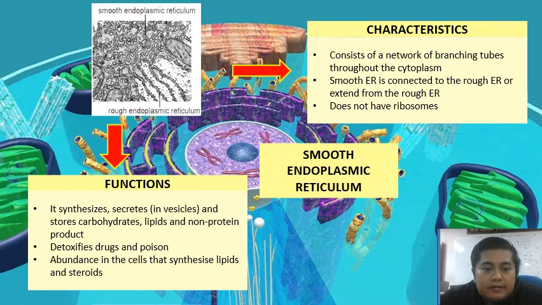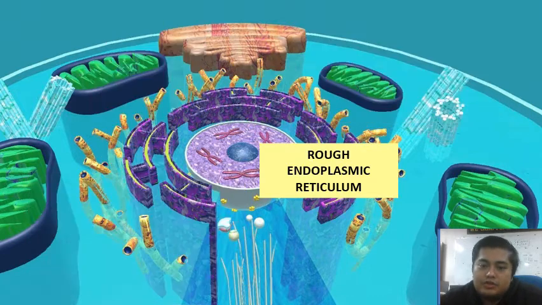So dalam gambar ni, kat atas ni adalah the smooth ER sebab dia tak ada ribosome. Manakala yang bawah ni dia ada ribosome, titik-titik ni. So dia adalah rough ER. Kita pergi kepada rough ER pula.